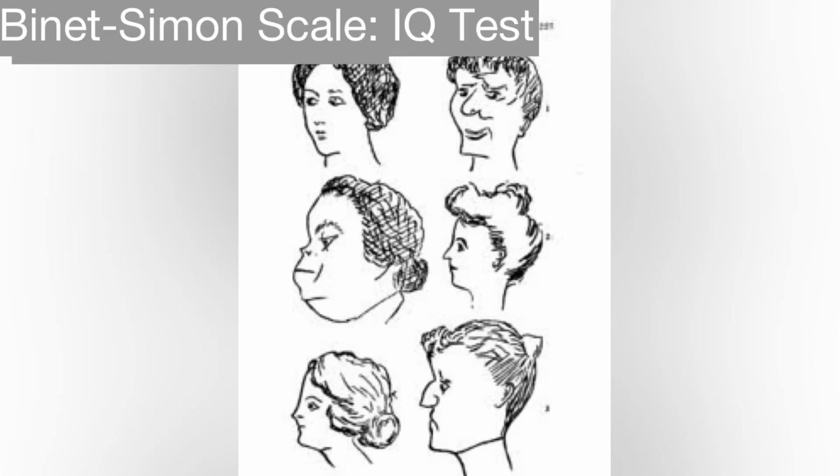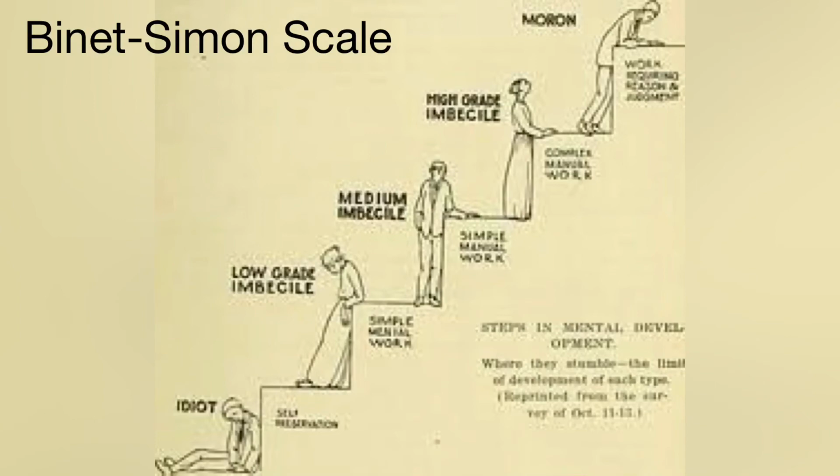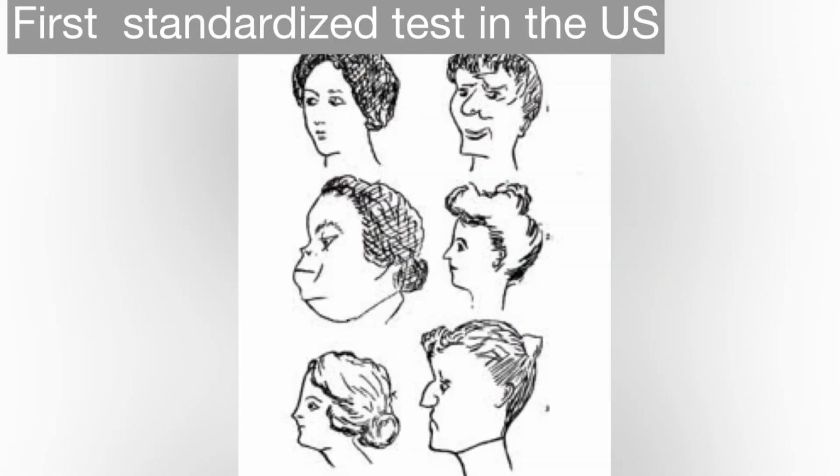Together, they created the Binet-Simon scale, which was used to measure intelligence, or IQ test. This test was used to help identify students with mental retardation. The Binet-Simon scale is the first type of standardized test in the U.S.